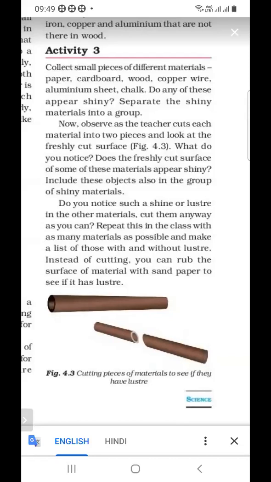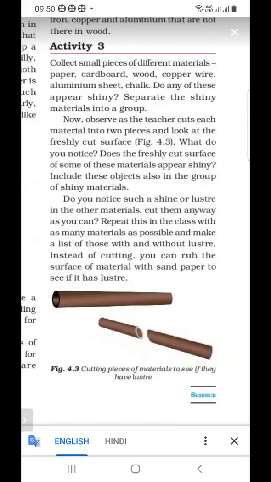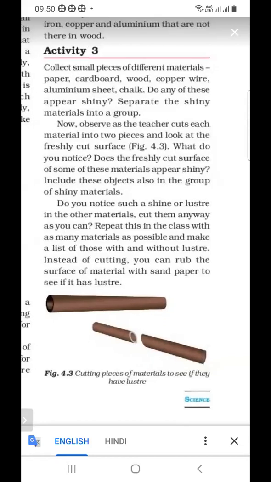और अगर बीच में से कट करने के बाद cutting surface पे अगर that does not show the shining surface, it means it does not have lusters. So these are the materials. This is the lustrous property. The material which shine are called lusters, and the material which does not shine are called non-lusters objects. So how can we find an object has lusters or no lusters?